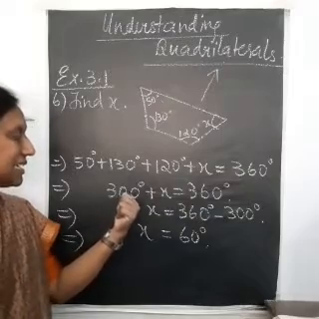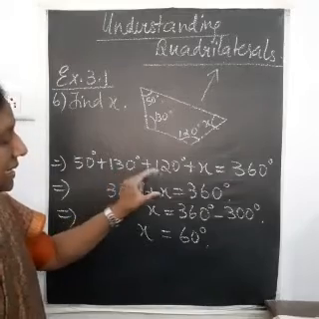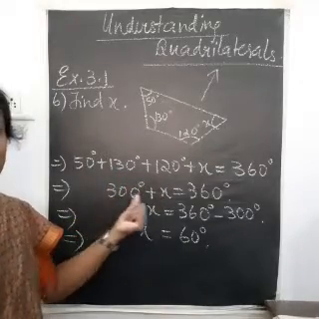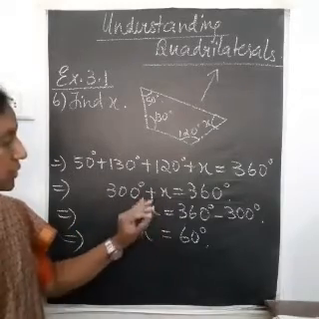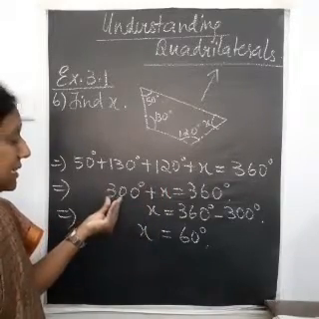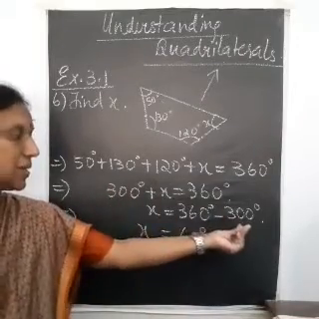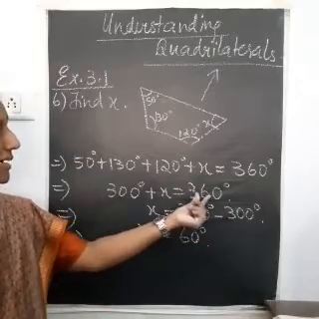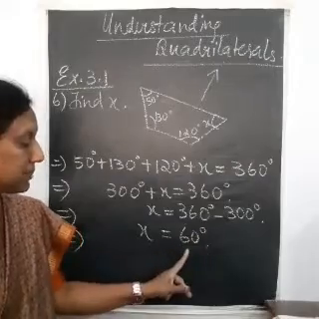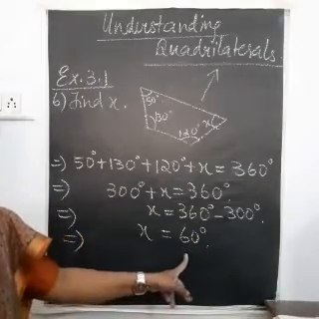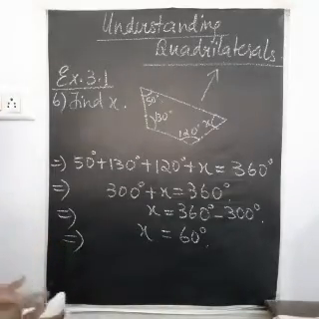Now, can I add 300 and x? No. Why? This is a number, this is a variable, so they are both unlike terms. I cannot add these two, so I will keep x as it is. Take the number to the right hand side. When I take plus to that side, it will become minus. So 360 minus 300. Since these two are numbers, I can subtract, and I have got the answer as 60. Did you understand, children? Now, let us go on to the second sum.